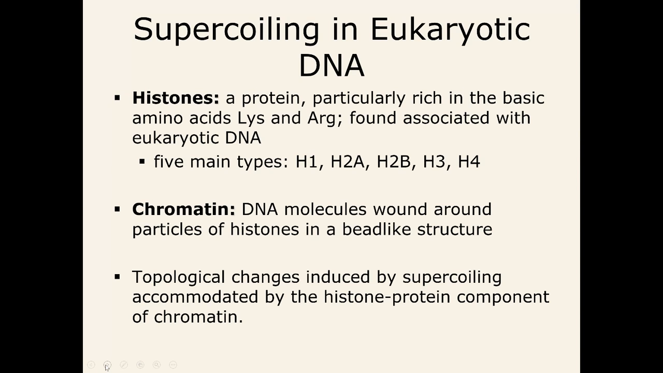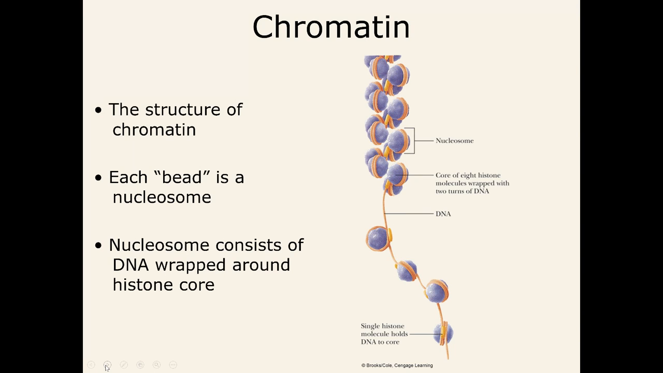Involved in coiling eukaryotic DNA are histones, a protein that's very rich in basic amino acids. There are different types of them. Chromatin is a DNA molecule that's wound about a particle of histones in a bead-like structure. So chromatin would be DNA plus histones.